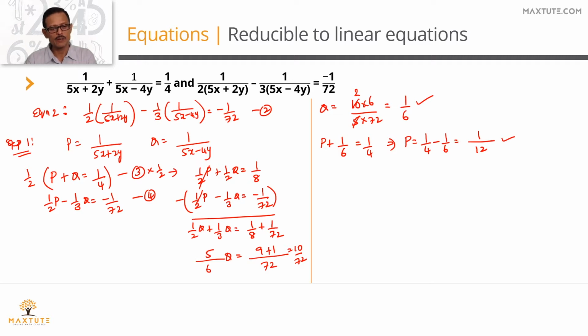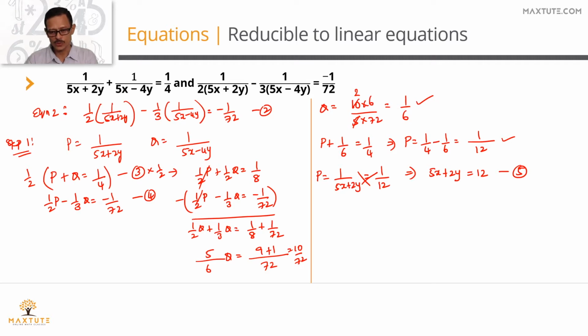What is p? P is 1 by 5x plus 2y. So p equals 1 by 5x plus 2y, which is what we assigned it. We have found the value to be equal to 1 by 12. Cross multiply this. So we'll get 5x plus 2y is equal to 12. Let's call this equation 5.